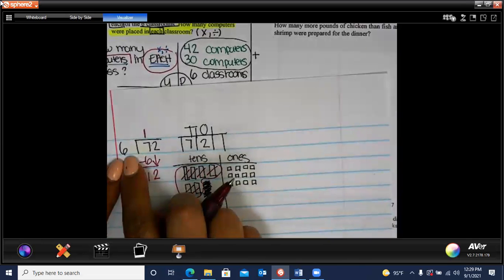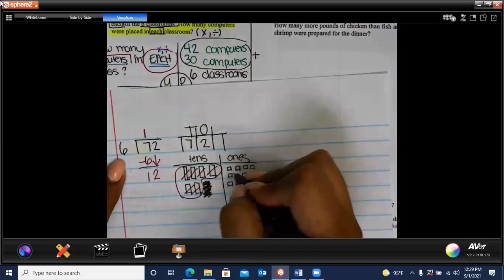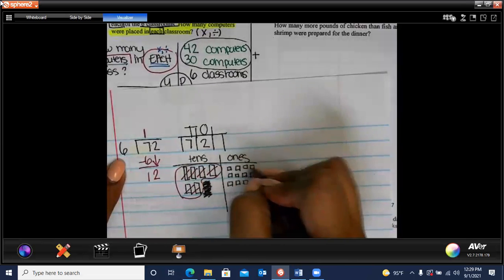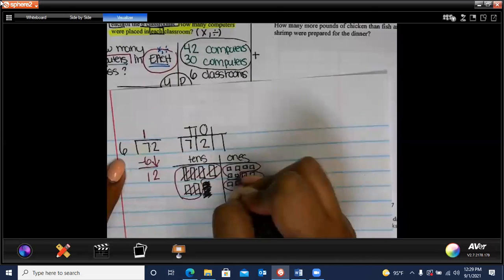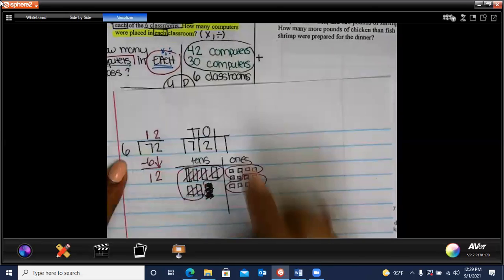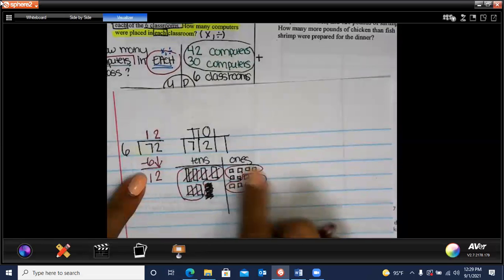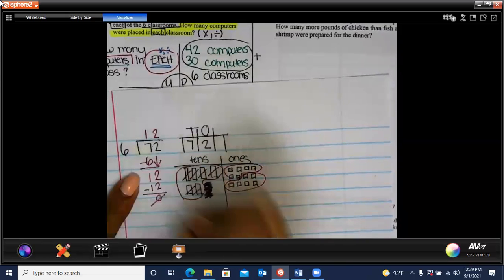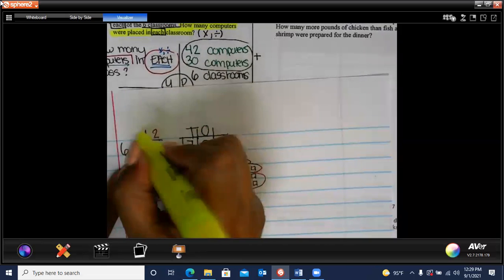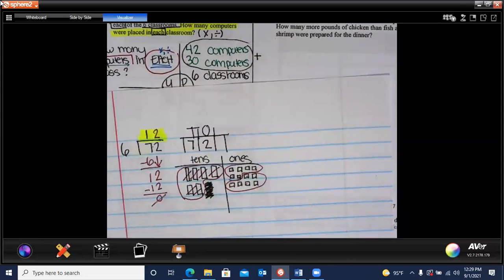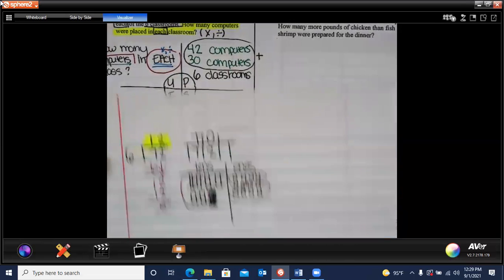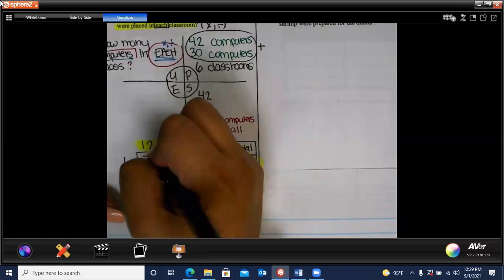Now again, I need to make groups of 6. That means I have to count 6 to make a group. How many groups of 6 will I make with this 12? There's one group, 1, 2, 3, 4, 5, 6, 2 groups. That means I was able to make 2 groups. And if I count them all together, 6 plus 6 is 12. I subtracted, I have no remaining. So what was my answer to 72 divided by 6? 12. 12 would have been my answer.